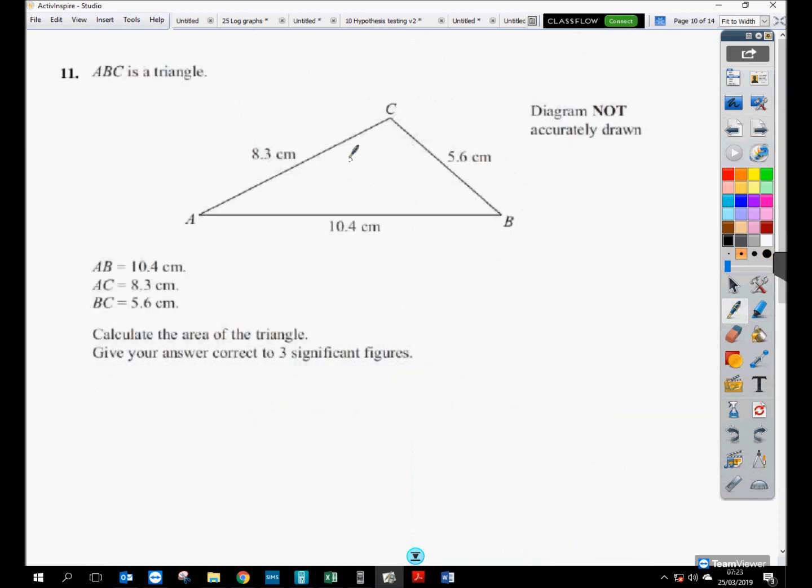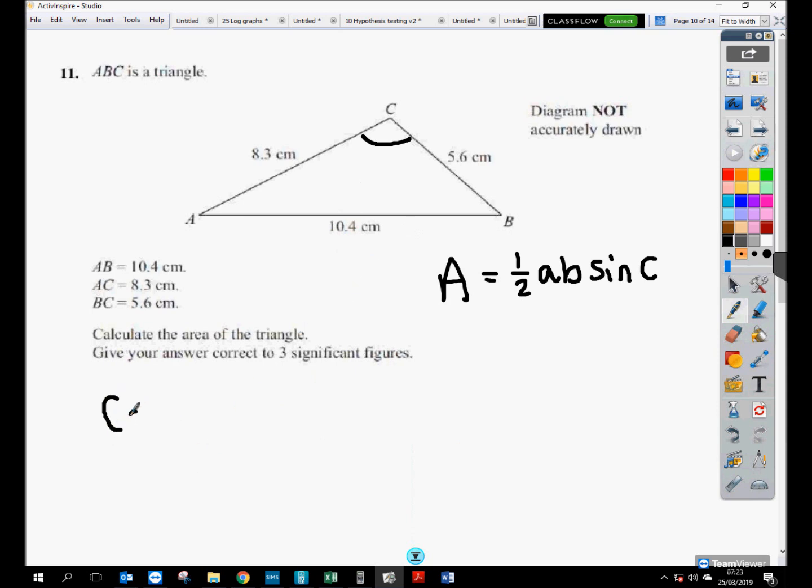Okay, next question. Work out the area of the triangle. To work out the area of the triangle, I need to use a half AB sine C. The only problem is I don't have an angle. You choose any angle you like to work out. I'm going to choose this one. It doesn't really matter which one you work out. Okay, so I'm going to choose to work out this angle at the top.